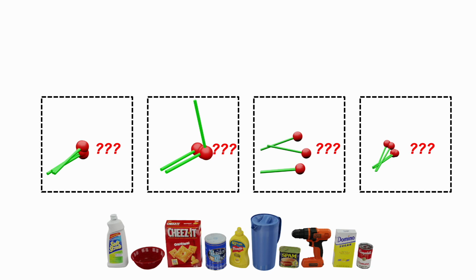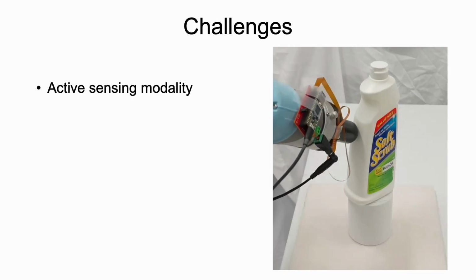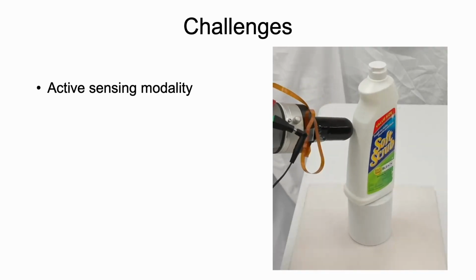We select 10 objects from the YCB dataset. As shown in these 4 examples, with such few contacts, it's almost impossible even for humans to identify these objects correctly. However, TANDEM3D can recognize these 3D objects with very few actions. We address a number of challenges to achieve this.